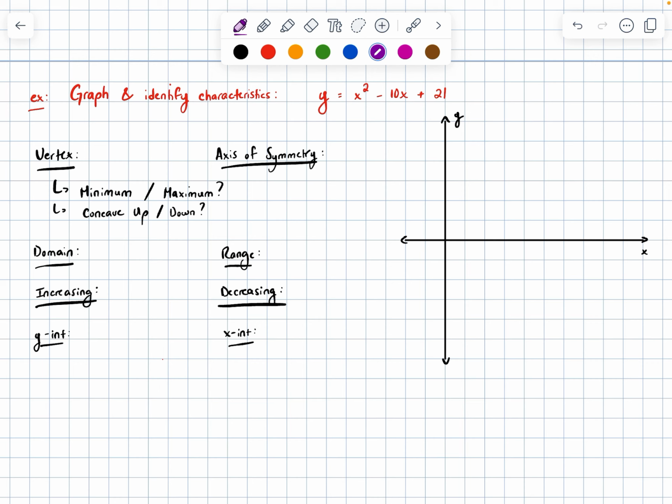So I've got examples in both intercept form, standard form, and vertex form. I'll do these first 2 examples where everything I write is in set builder notation, and then the last 2 I'll do in interval notation.